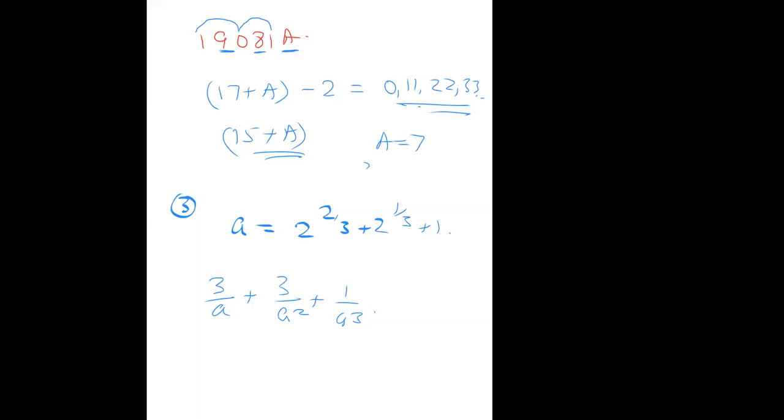The first method, Vaishnavi is suggesting: why not do one thing, a minus 1 is equal to 2 to the power 2 by 3 plus 2 to the power 1 by 3, and cube both sides. Wow, great. Very good method. This is the first method, right?